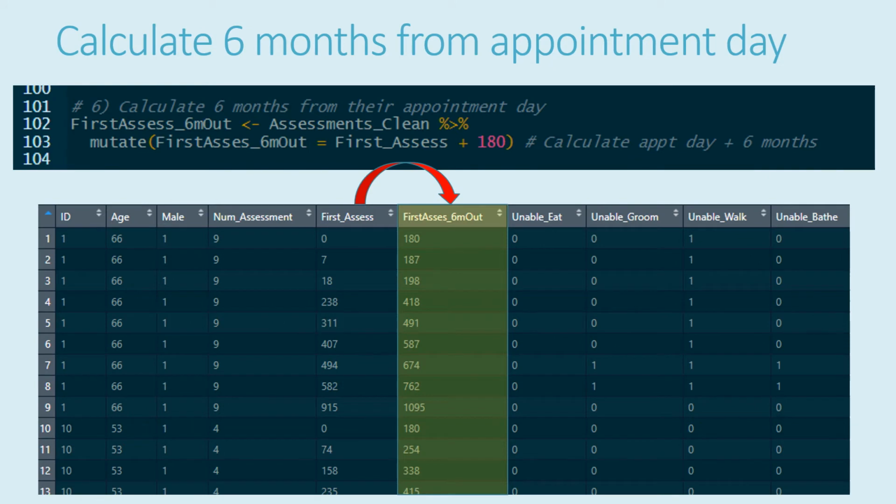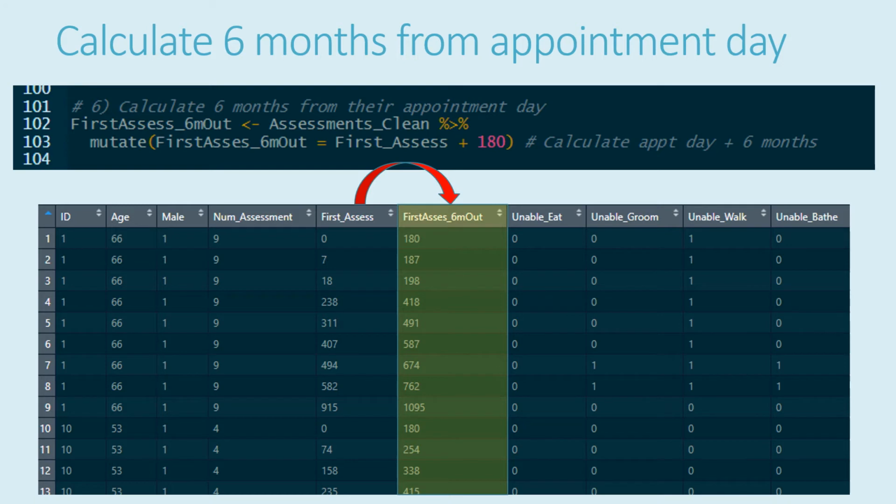We're now going to calculate 6 months from the day of the assessment. To do this, add 180 days to the first assessed column. This gives us 6 months out from that appointment day. I titled this new column First Assessed 6 Months Out and put it in a temp table with the same name.